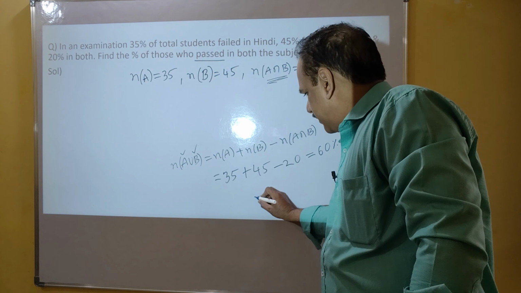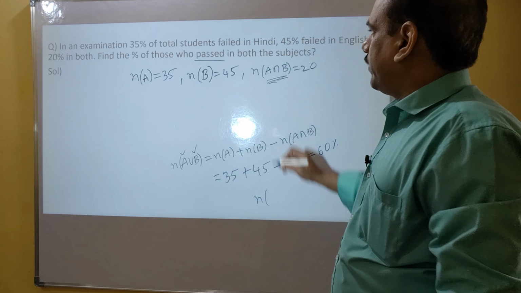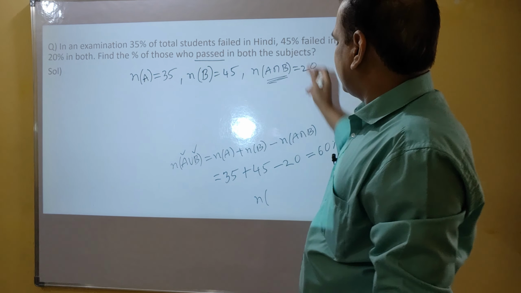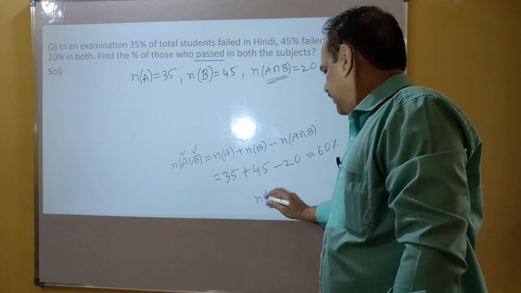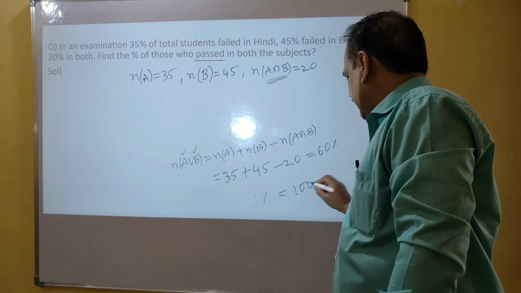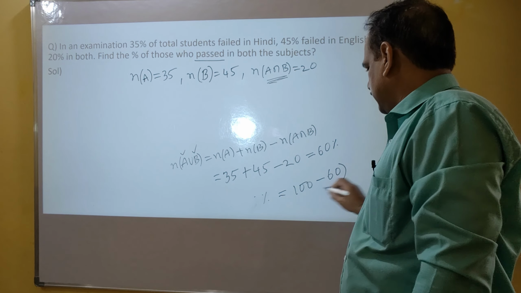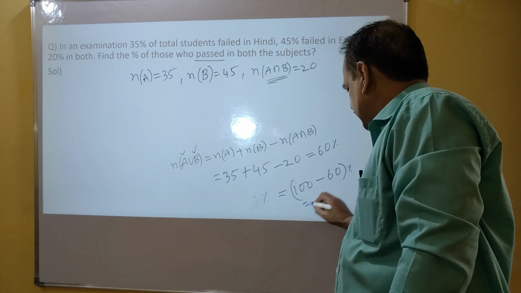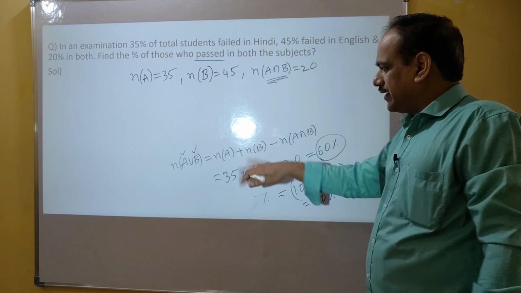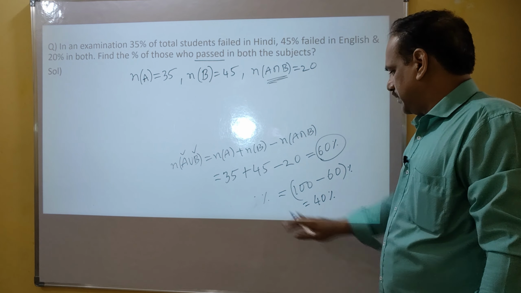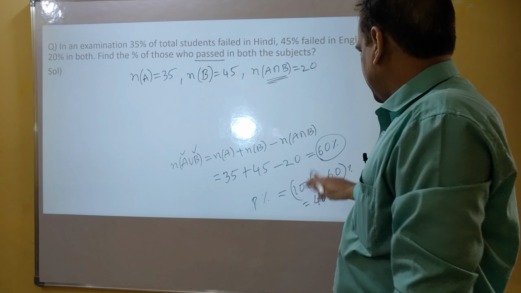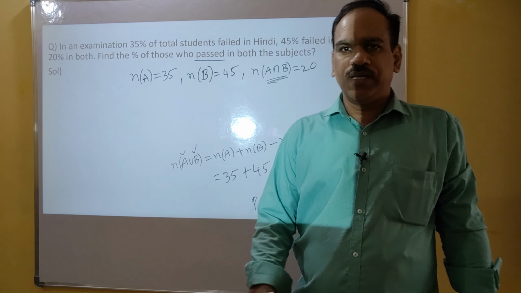But we want the percentage of those who pass in both the subjects. So the required percentage is 100 minus 60, which is 40%, because the failure percent in either of the subjects is 60. The pass percent in both the subjects must be 100 minus 60, it is 40.